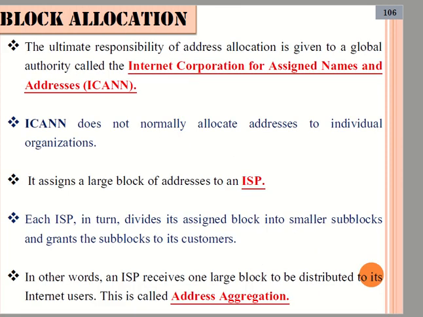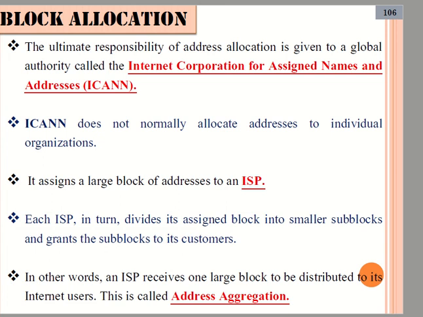As I said, whenever an organization requires a block of addresses, in the case of classless addressing, a block of addresses will be allocated to that particular organization. Usually, the responsibility of address allocation has been given to ICANN, which stands for Internet Corporation for Assigned Names and Numbers. But usually, it does not allocate addresses to individual organizations. It is done by making use of ISPs. So ICANN will allocate a large number of addresses to an ISP, that is, an Internet Service Provider.